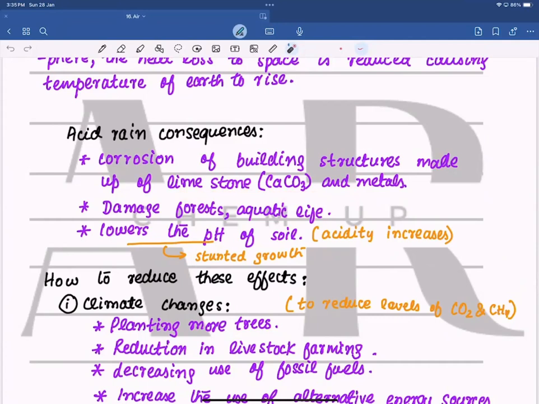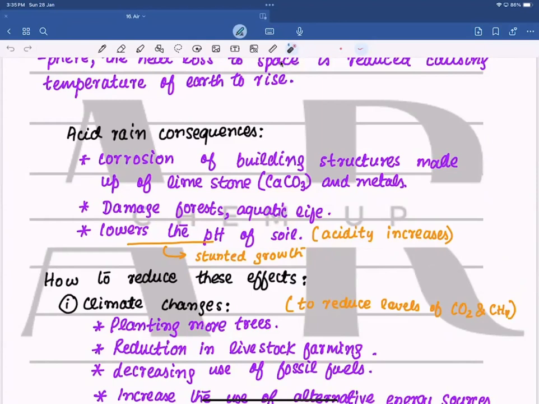So calcium carbonate is a metal carbonate, so the reaction occurs. In the same way, if there is a metal structure, acid and metal give you salt and hydrogen. So again, a reaction will occur, and the metal or the metal carbonates decompose. They actually corrode. Okay. Further, it damages forests and aquatic life. It also damages crops and lowers the pH of the soil, so the acidity increases, and as a result, plants do not grow well.